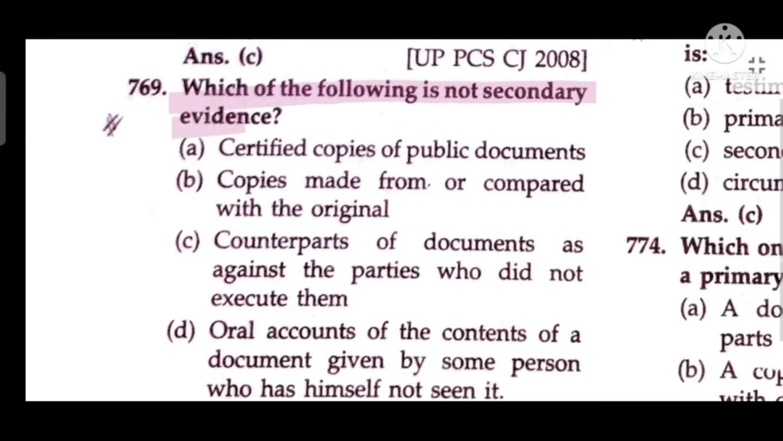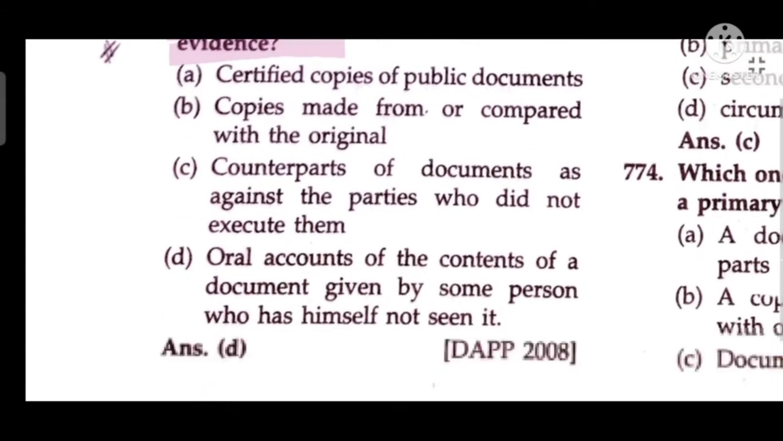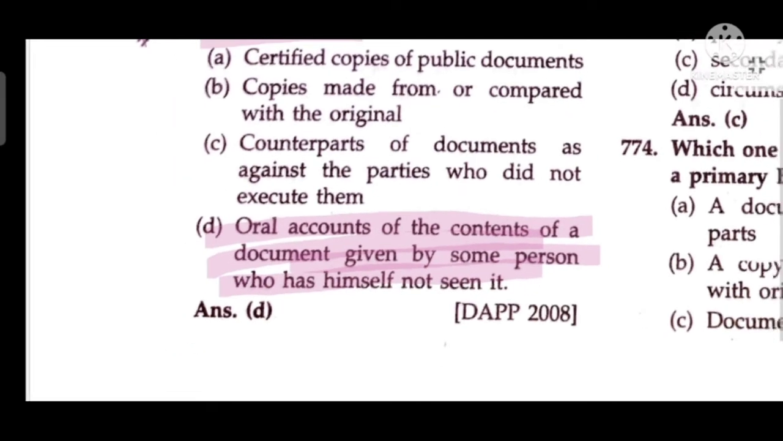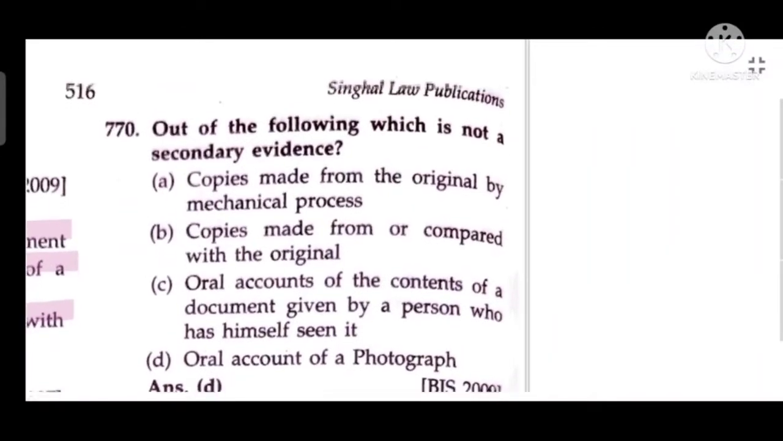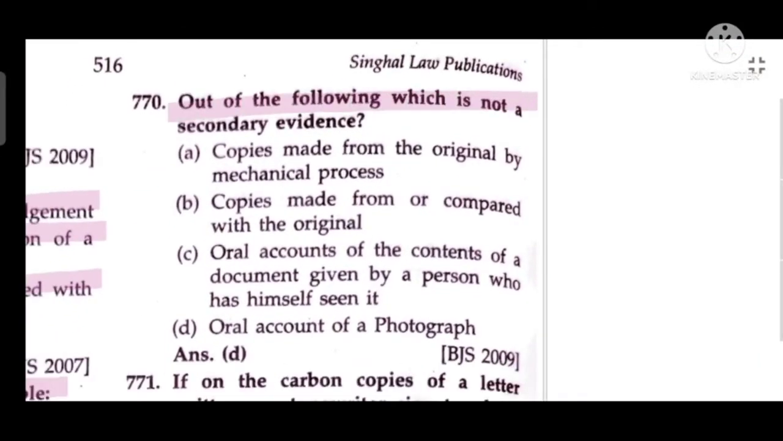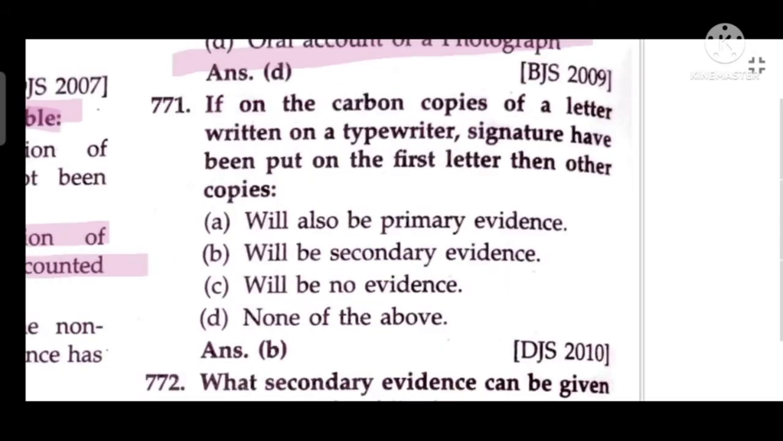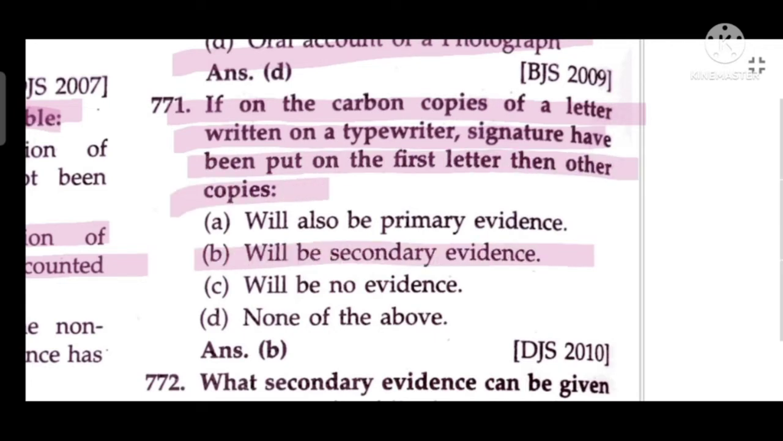Which one of the following is not secondary evidence? Oral account of the contents of the document given by some person who has himself not seen it. Out of the following, which is not a secondary evidence? Oral account of the photography. If carbon copies of a letter are written on a typewriter and the signature has been put on the first letter, then the copies will be secondary evidence.